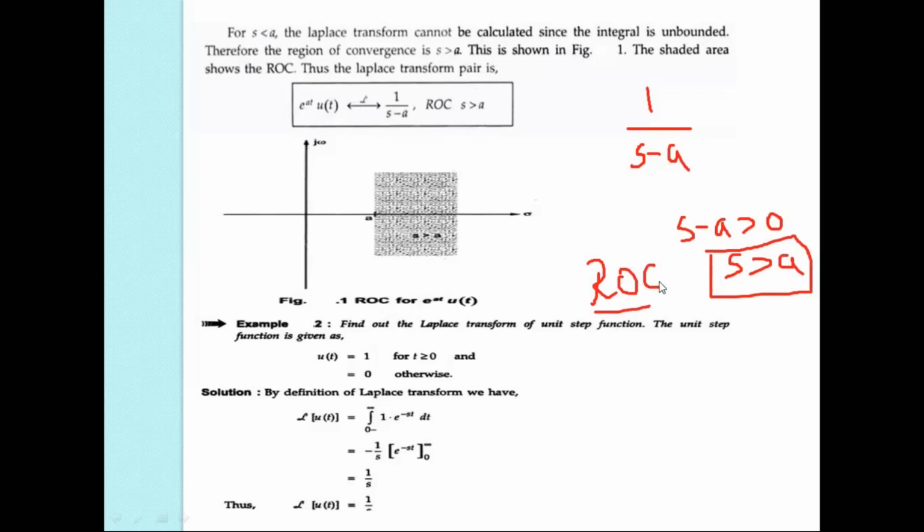For s less than a, the Laplace transform cannot be calculated since the integral is unbounded. Therefore, the region of convergence is s greater than a. Greater than a means it exists. Simply we can say that for s greater than a values, the region of convergence exists.